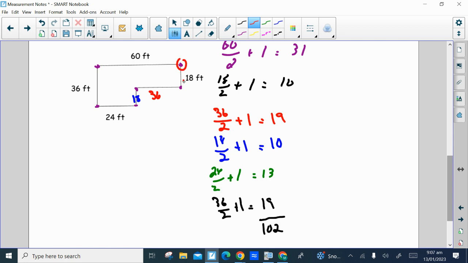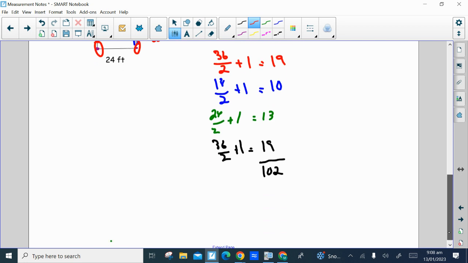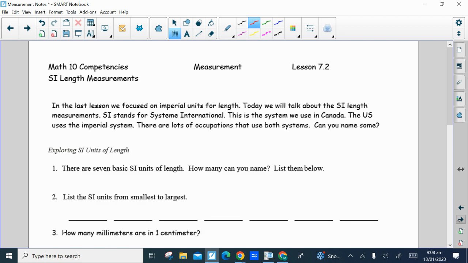So you'd be missing 1, 2, 3, 4, 5. You would only compensate for the one corner. So again, that's why you have to figure out each wall separately in order to make it work. Okay? So that's using the imperial system.